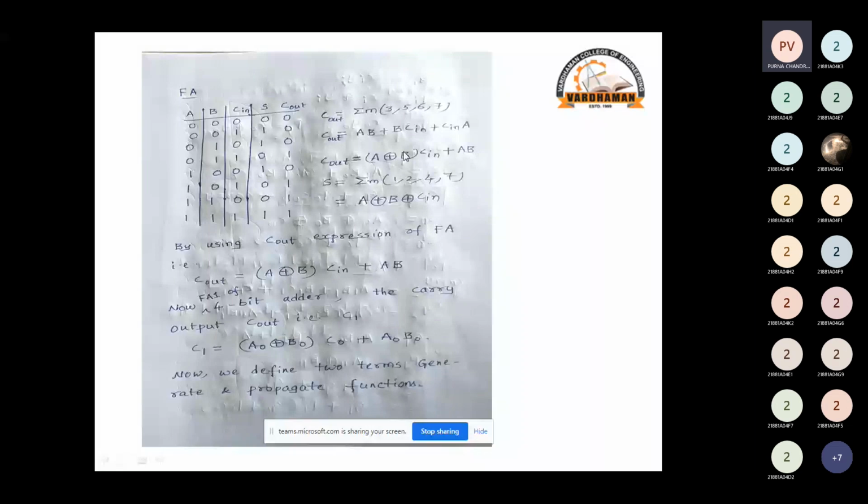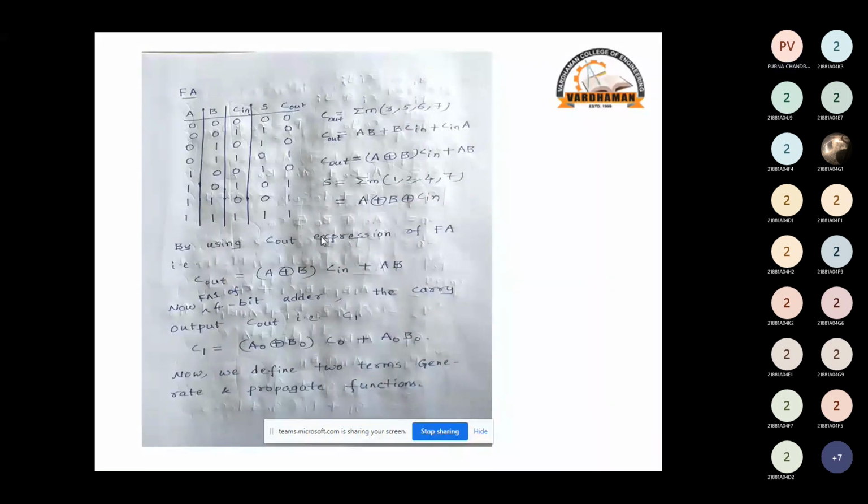We use this carry expression to determine the carries of all full adders well before the addition operation. That is what the carry look ahead adder is. Why? Because the main problem in the ripple carry adder is that the full adder has to wait for the carry input. To get rid of that, we can find all carries before the addition operation itself.